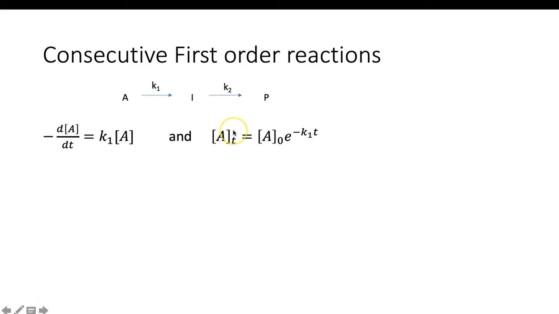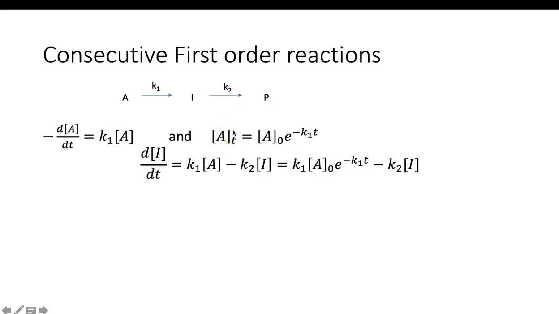And then we get this for our A at any time t. So we could write also the rate of appearance or disappearance. It doesn't really matter, it would just be negative signs. But if we write the rate of appearance of the intermediate, it's just K1 times A. That's what's creating it. And then K2 times I is what's making it go away or turning into product. And we can substitute our answer for A in here. And we got K2I. And that means we can rearrange and solve for I.